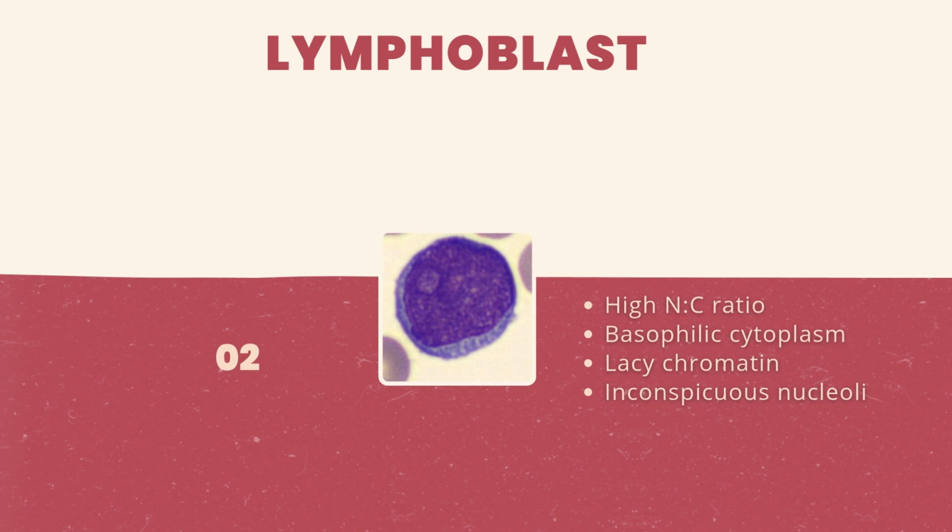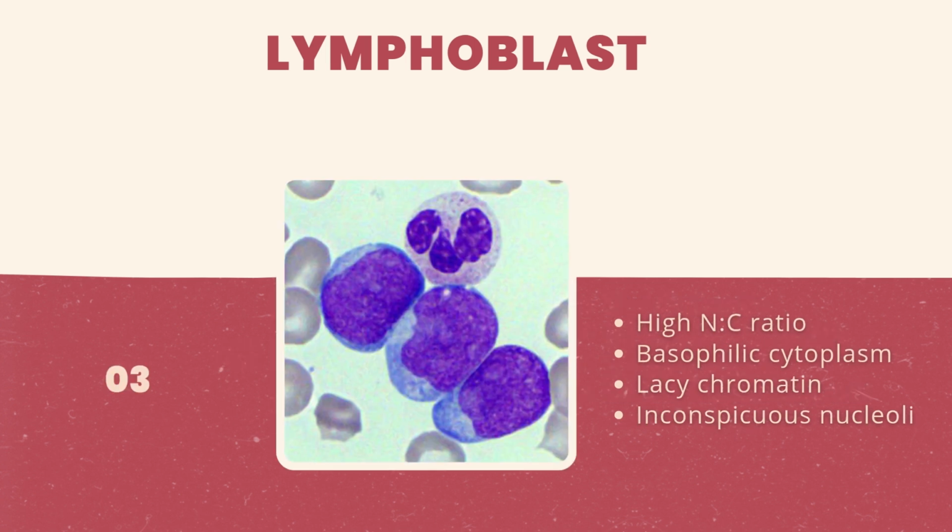Again, we have another lymphoblast here. So characteristics: it's got a high nuclear to cytoplasmic ratio. That nucleus is taking up a lot of the cell. Basophilic cytoplasm, it's quite blue, as you can see. We have that lacy chromatin and those inconspicuous nucleoli. I think there's maybe two of them there. We've got some more blasts here. Again, high NC ratio, basophilic cytoplasm, lacy chromatin, and those inconspicuous nucleoli. This one's got two, the middle one's got two, there's a neutrophil at the top, and it looks like there's two in the far left one as well.